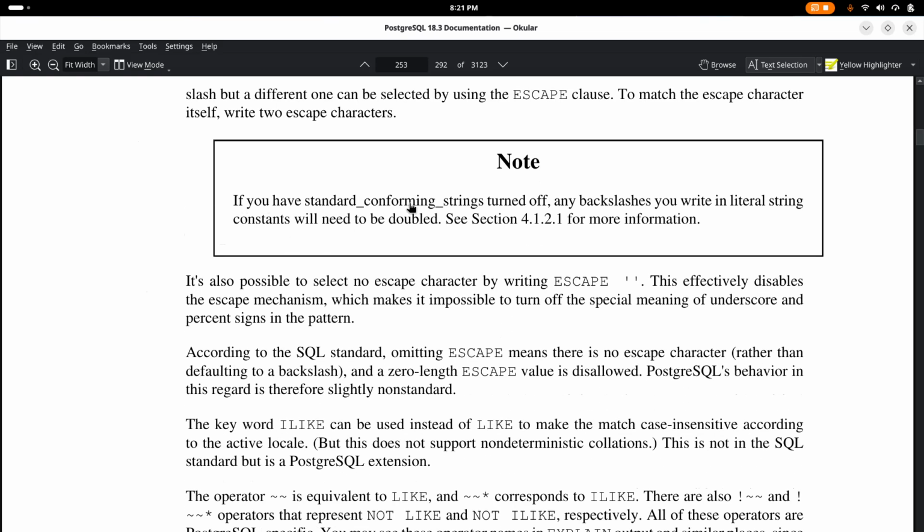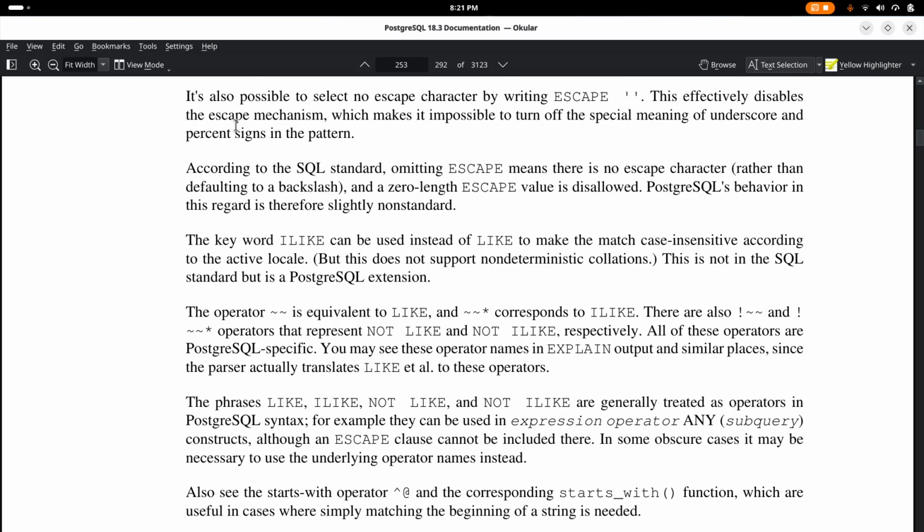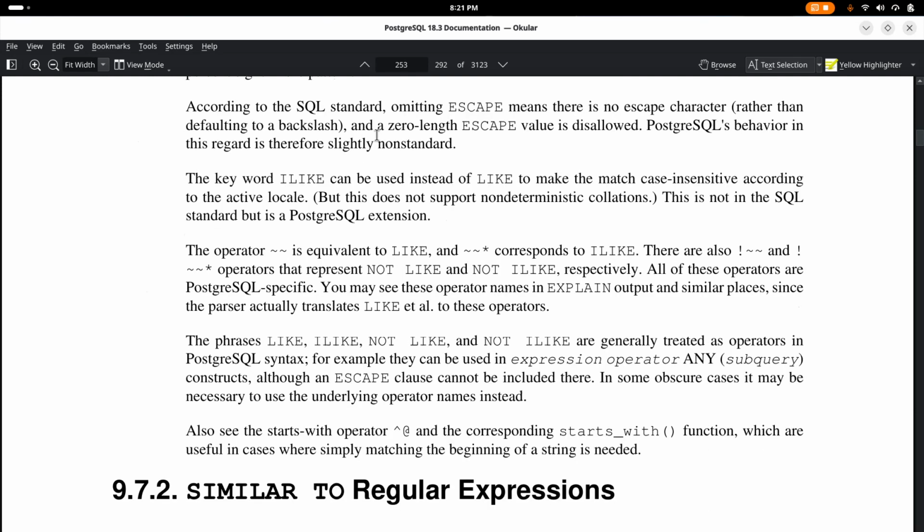If you have standard conforming strings turned off, any backslash you write in literal string constants will need to be doubled. It is also possible to select no escape character by writing ESCAPE ''. This effectively disables the escape mechanism, which makes it impossible to turn off the special meaning of underscore and percent sign in the pattern. According to the SQL standard, omitting ESCAPE means there is no escape character rather than defaulting to a backslash, and a zero-length ESCAPE value is disallowed. PostgreSQL's behavior in this regard is therefore slightly non-standard.